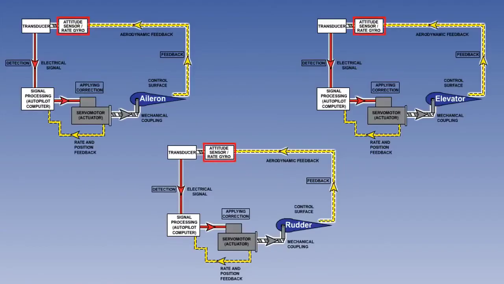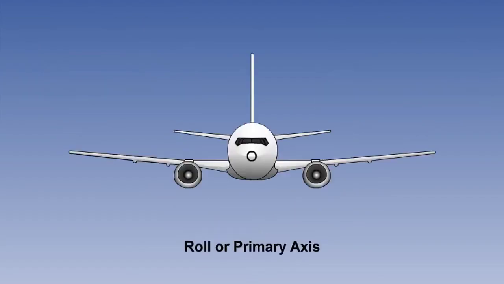There is an inner loop for each axis of control, each having its own gyro, computer, servo motor, and control surface. Although in a modern autopilot, there may be one computer with separate channels of computation within it. Autopilots consist of either a single axis, a two-axis, or a three-axis system.